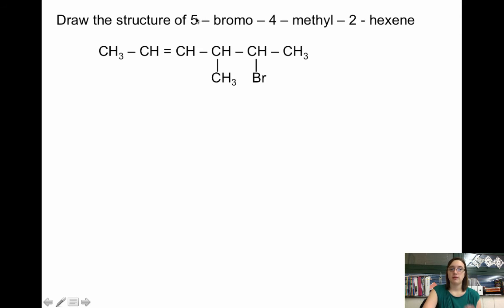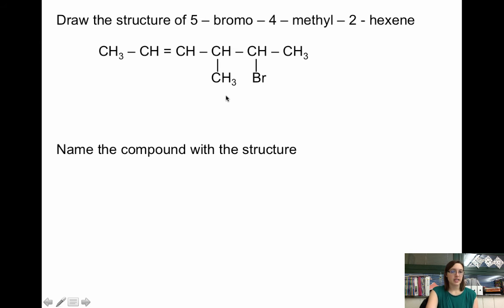Now I'm just going to put my functional group or my substituents on. 5-bromo, so off the 5th carbon. 1, 2, we already know the numbering. 1, 2, 3, 4, 5. Bromo. 4-methyl. 1, 2, 3, 4. Draw your methyl group. Then the next example says name the compound with this structure.